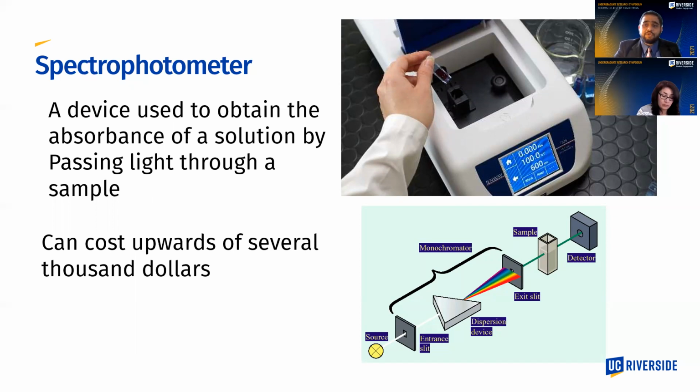For example, if I give you a strong cup of coffee, you could see it's very dark and less light would pass through. Alternatively, if I gave you a diluted cup of coffee, you could see that it's lighter in color and then more light could pass through. This is what a spectrophotometer does, and that value is also called absorbance.